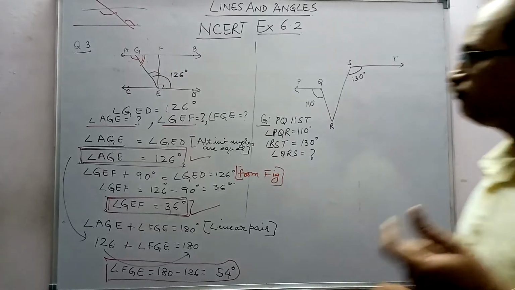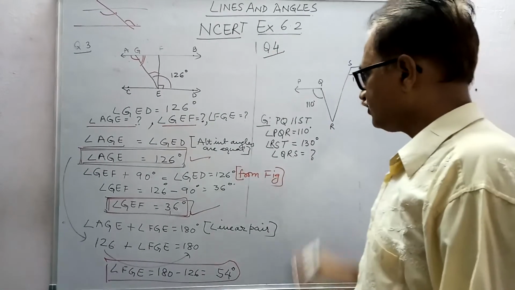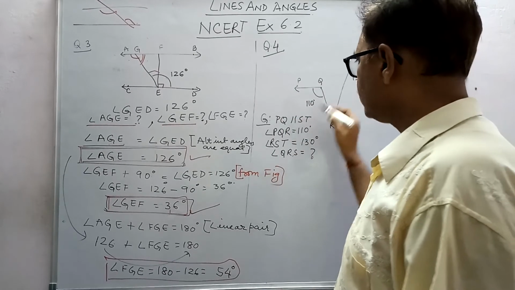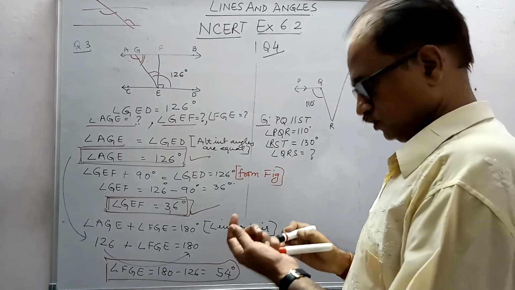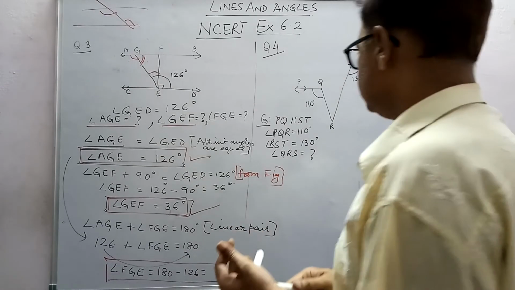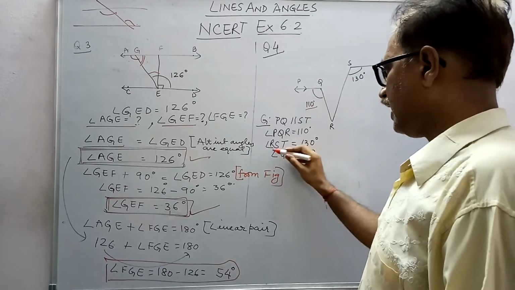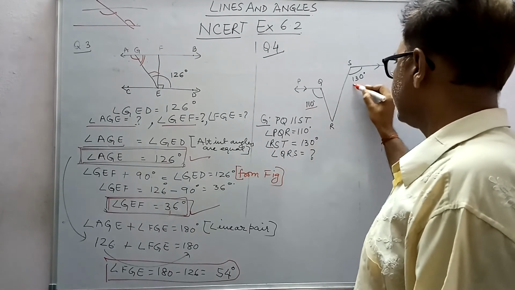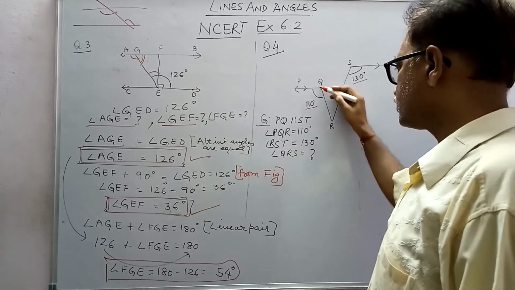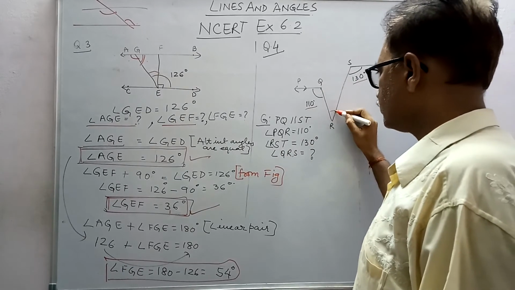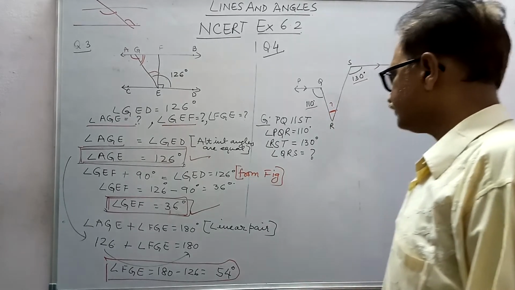Now this question number 4, it says, given PQ is parallel to ST, this line and this line both are parallel. And angle PQR is equal to 110, this angle is given as 110. Angle RST is equal to 130, this angle is given as 130. And you have to find out angle QRS, that is Q is this, R is this, S is this, so you have to calculate this angle.